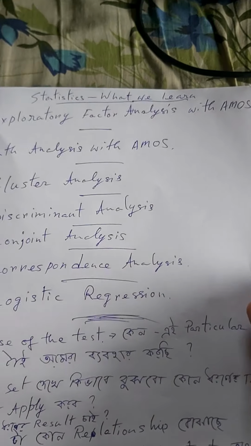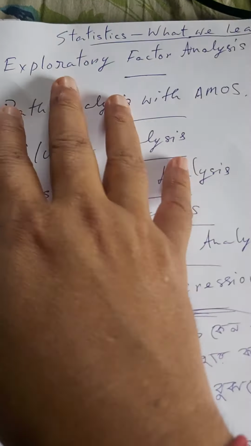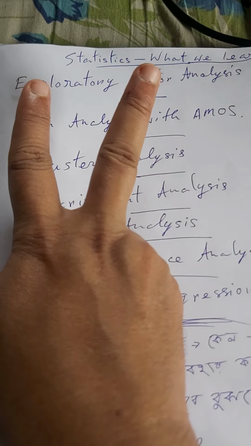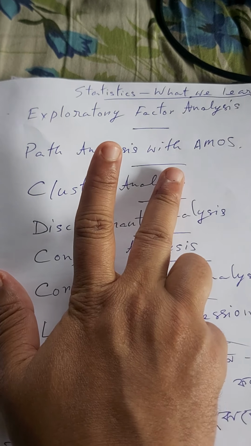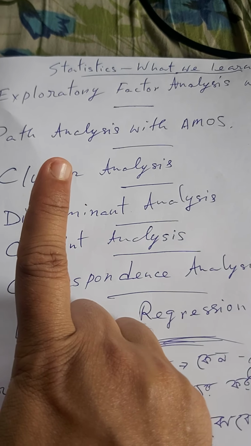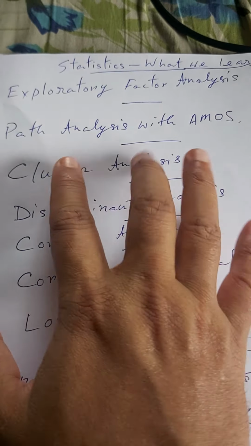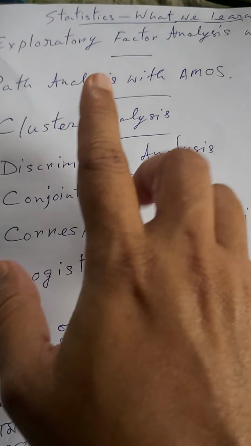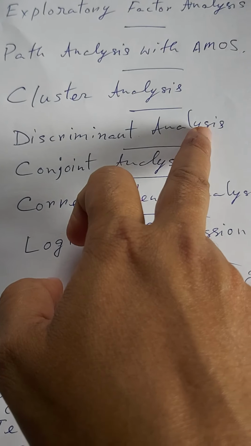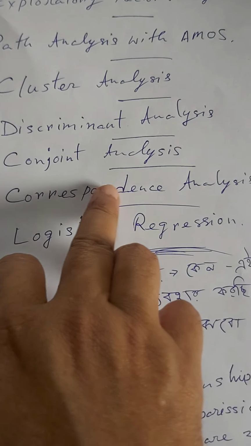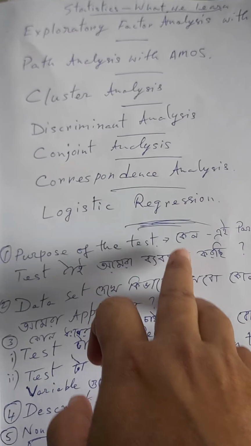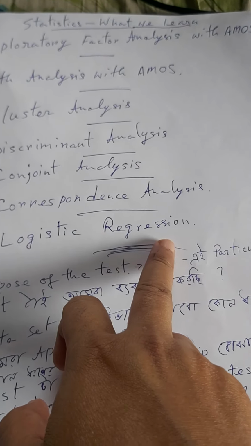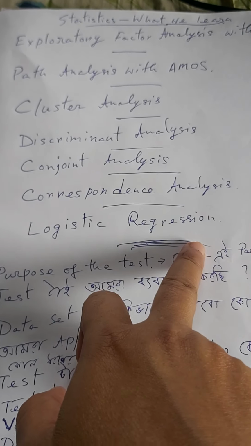Okay, next after this we will learn factor analysis. There are two types of factor analysis: exploratory factor analysis and confirmatory factor analysis. We'll learn exploratory factor analysis. Path analysis with AMOS we cannot do at present, but we'll try. Cluster analysis, discriminant analysis, conjoint analysis, correspondence analysis, and logistic regression. We'll discuss each and everything.